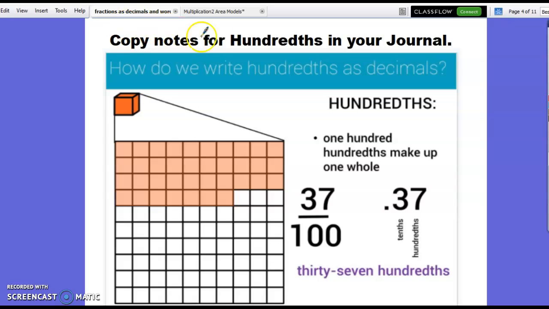And here, copy the notes for the hundredths in your journal. Here we have the example in the pictorial model of 37 hundredths. So we have 3/10 and 7 hundredths for 37 hundredths. In place values, we have 3 tenths, 7 hundredths, which reads 37 hundredths. If you want to take a moment, pause the video here and get those examples written in your journals.